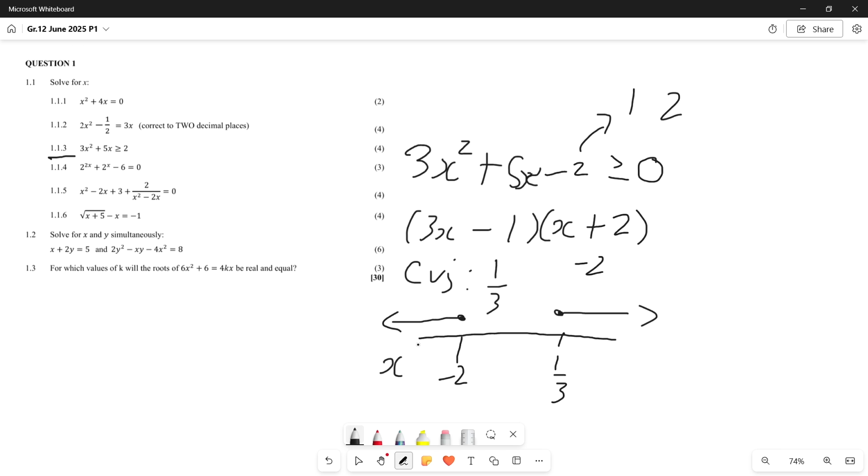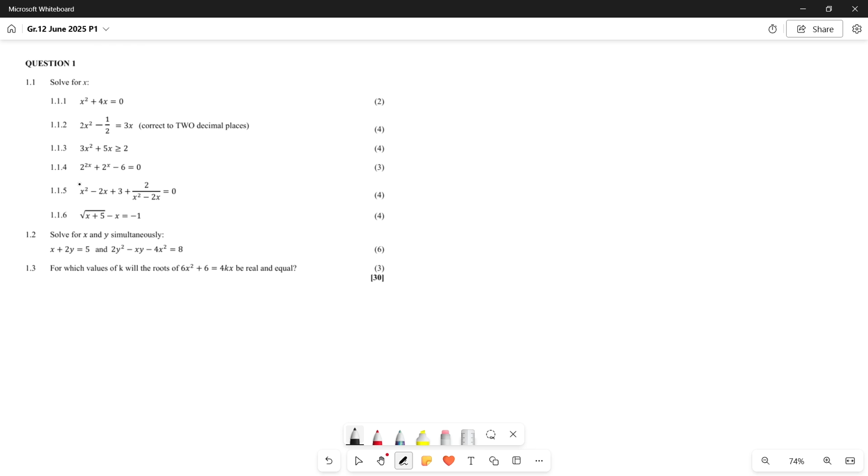So x is therefore less than or equal to -2, or 1/3 is less than or equal to x, or x is greater than or equal to 1/3, because x can be any value less than -2 and any value greater than 1/3. Cool. So next question, we have question 1.1.4.